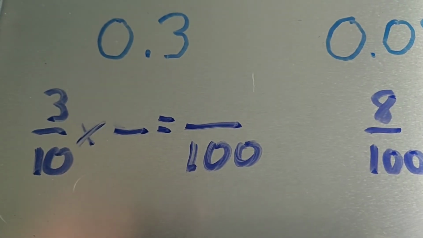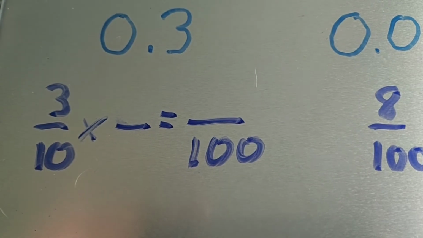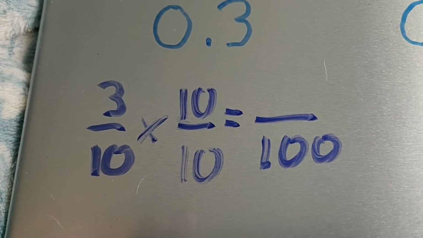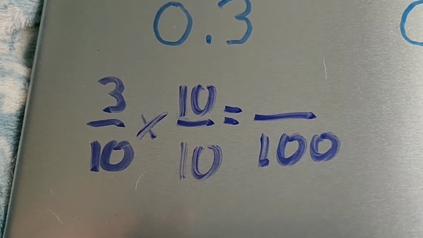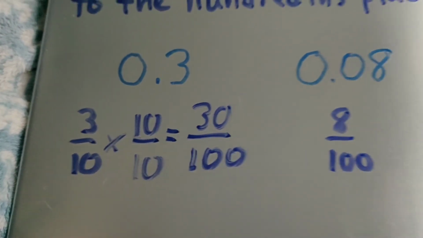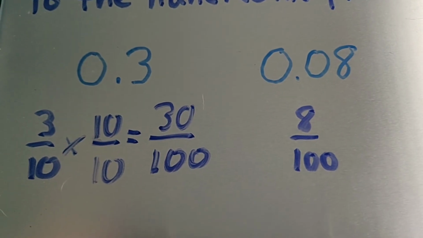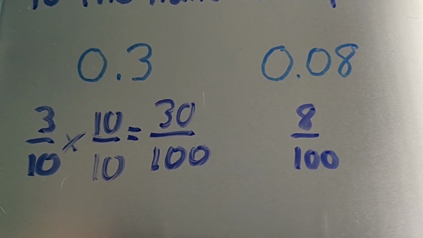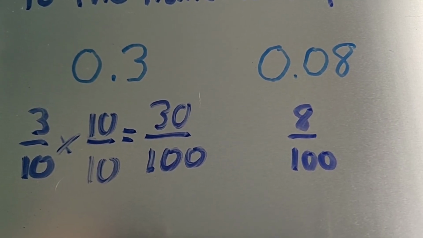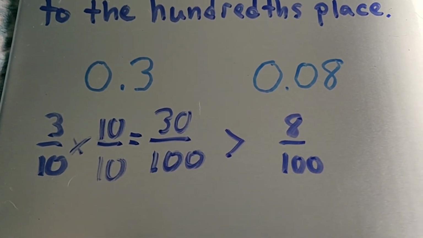Just think about it. I'm going to go ahead and do it in a second, but think about what you would do first. Like we've done before, we take 3 tenths, we multiply it by 10 tenths, and we're going to get how many hundredths? That's right, 30 hundredths. And so now we can easily compare 30 hundredths and 8 hundredths. They both have the same denominator. They have a common denominator. And 30 hundredths is what then 8 hundredths? 30 hundredths is greater than 8 hundredths.